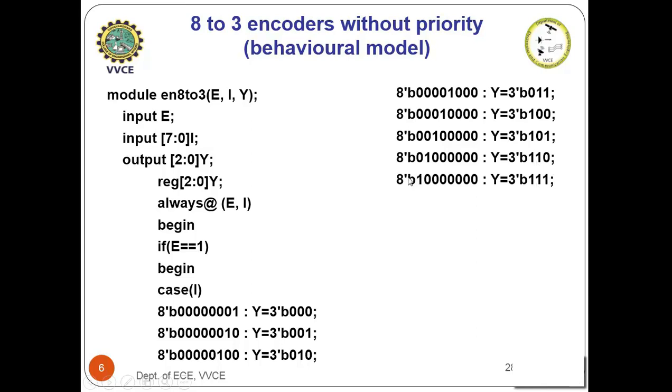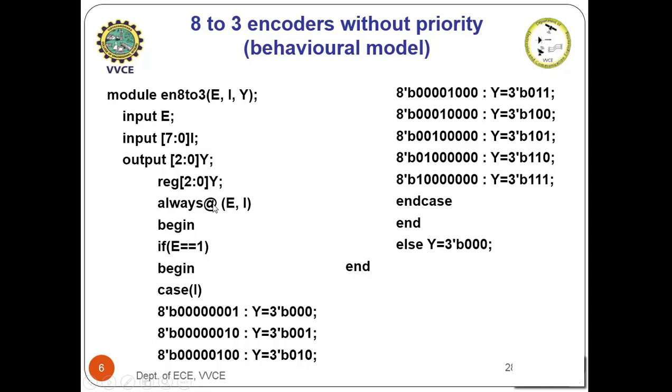And when it is 1 followed by 7 zeros, your output will be 1, 1, 1. End case, end, else. I have an if statement here. If enable is equal to 1, the case statement will be executed.